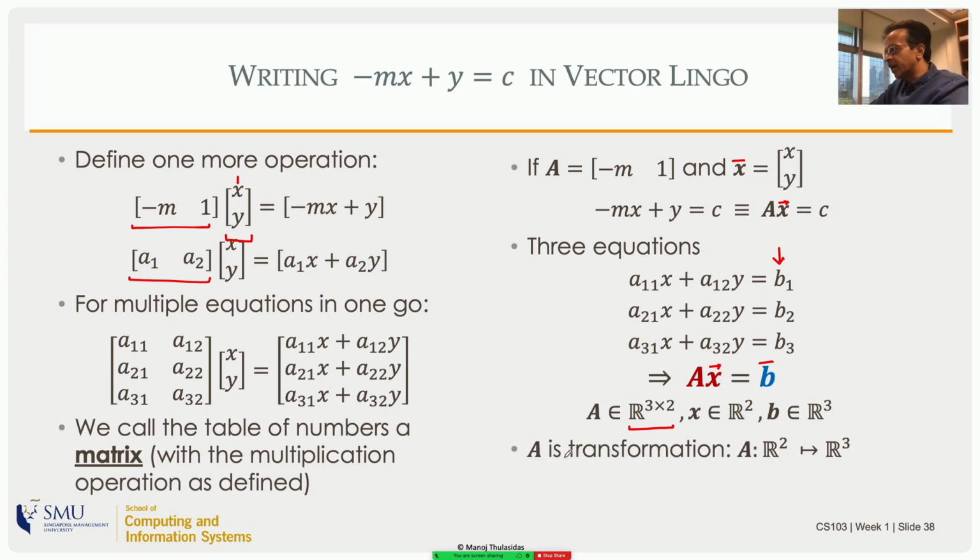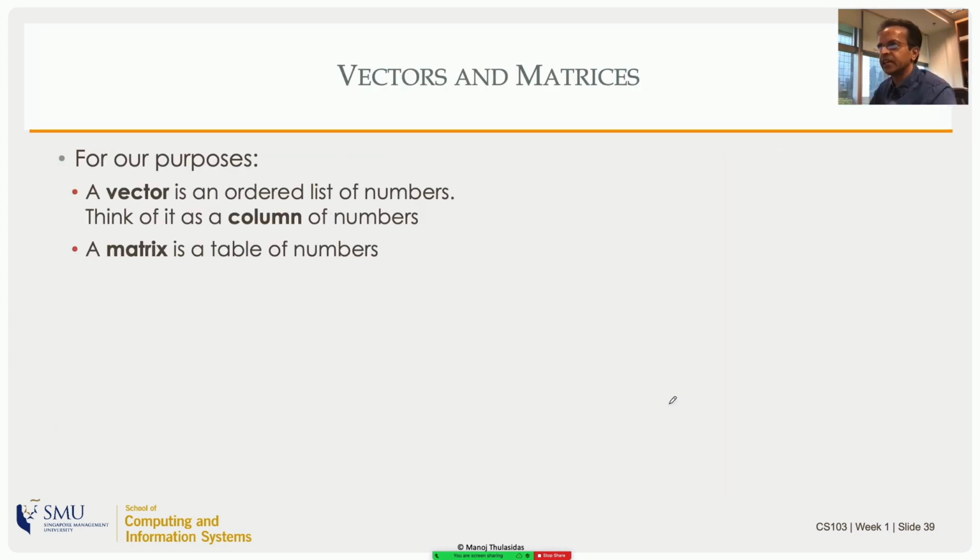So now, as you can see, the matrix A is actually a transformation. It takes a vector of size 2 and gives you a vector of size 3. So it's a transformation from R2 to R3. Later on, we'll call R2 a space, R3 a space. So it's a transformation from one space to another.